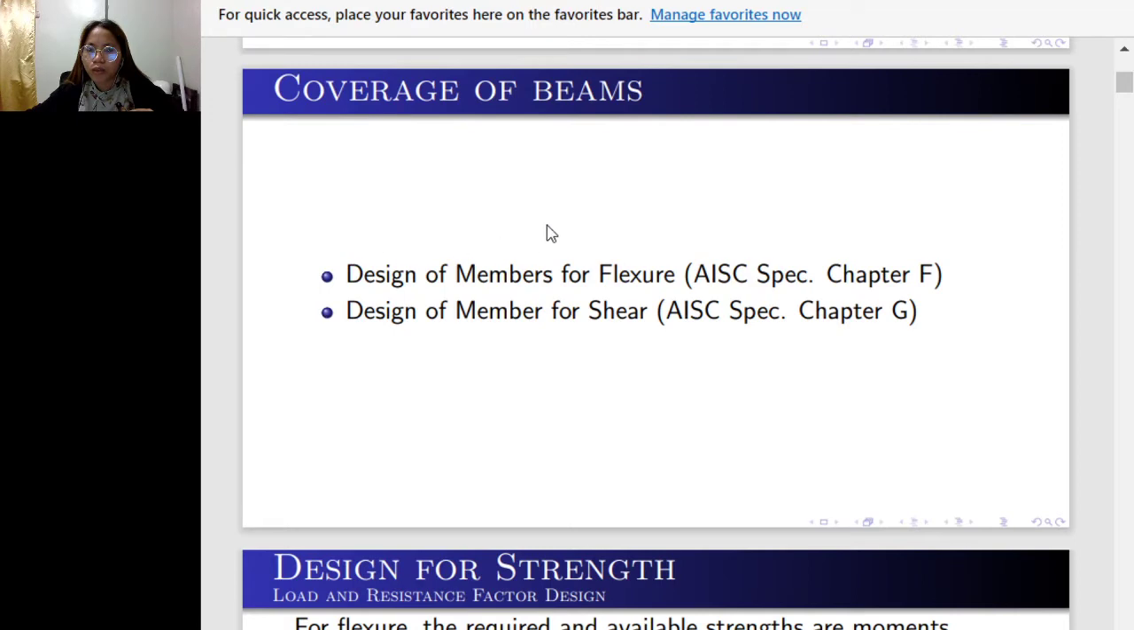The coverage for beams includes the design of members for flexure. This is from AISC specification chapter F, and the design for shear is from AISC specification chapter G. We'll discuss this as this semester goes on.